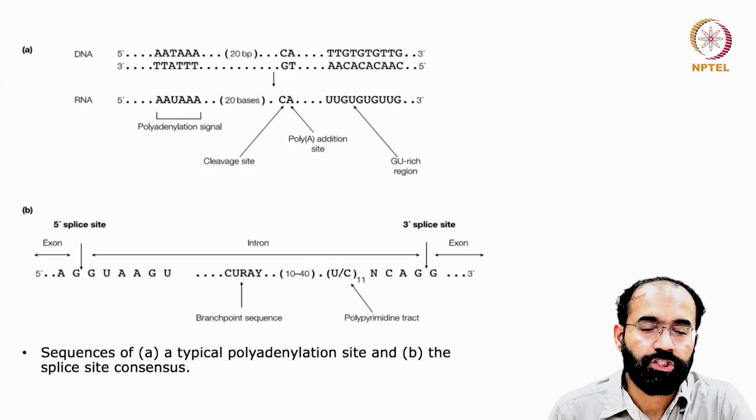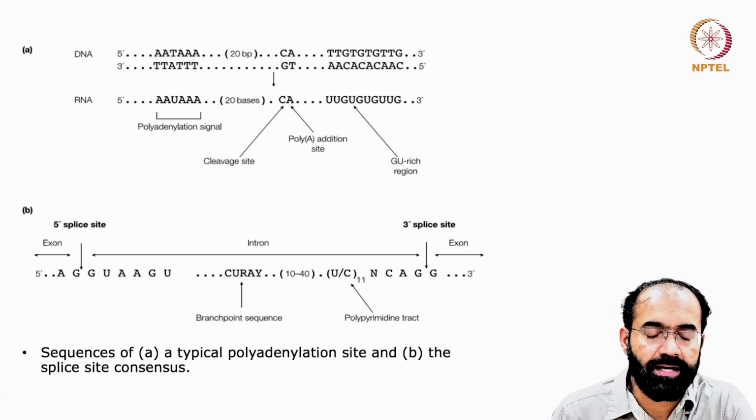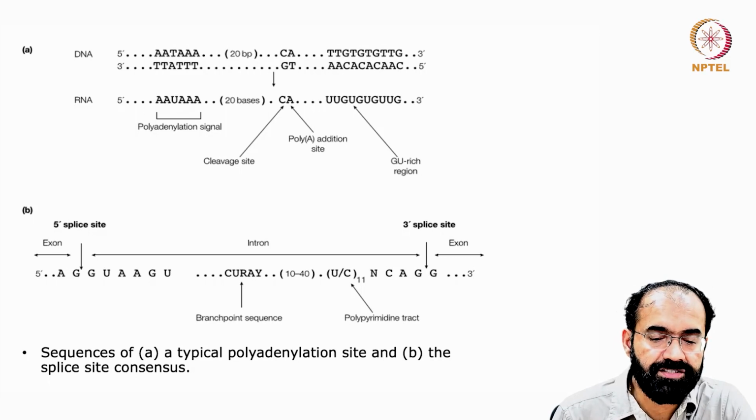And this picture shows the unique features that have to be present in the DNA and also in the subsequent RNA. You can see here you have a sequence AATAAA, and then you have 20 base pairs, any random base pairs, then you have a CA followed by TT, GT, GT, G, TT, G.